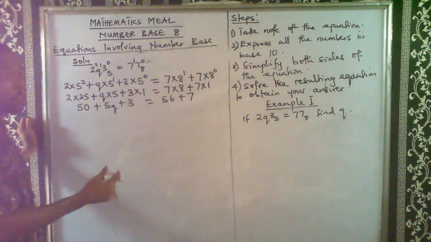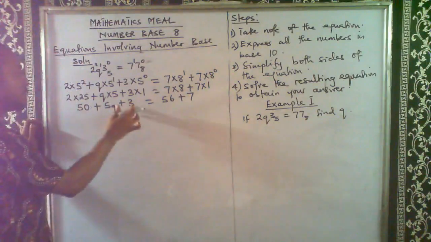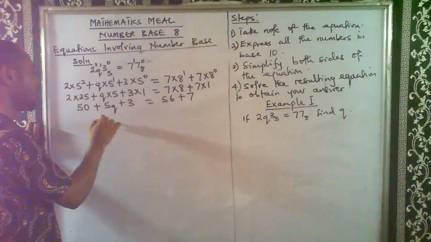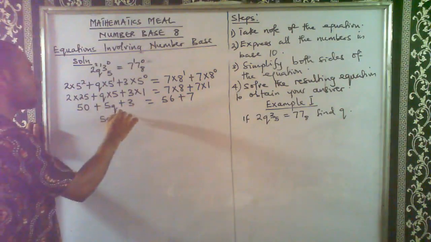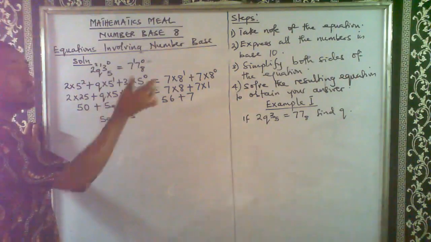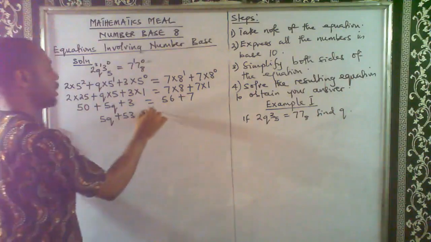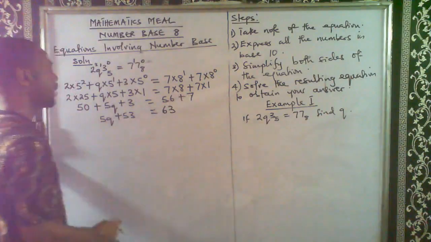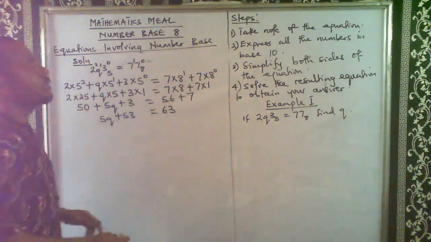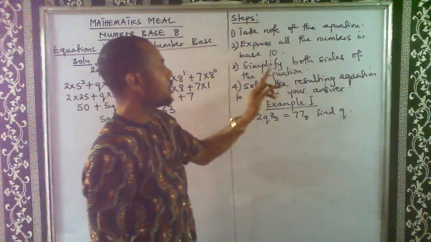We simplify further. The simplification is not yet complete. 50 plus 3, they are like terms. So we're going to have 5q, and when 50 is added to 3, we'll have 53. This plus 5q. You know that from your algebra. Then 56 plus 7 will give us 63. So we have simplified both sides of the equation.